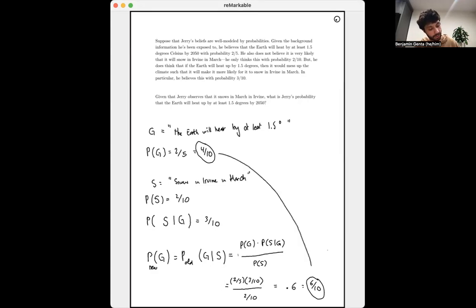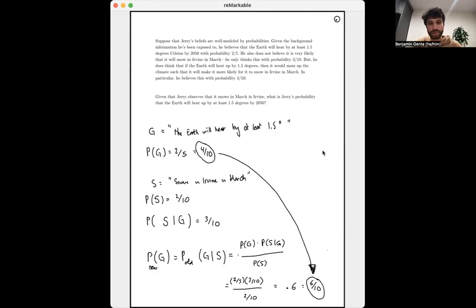And we see that it makes intuitive sense, right? Jerry observes that it snows in Irvine. He thinks this is very unlikely. And he thinks that if global warming is true, then it's more likely that it snows in Irvine than his unconditional probability that it snows in Irvine. So we see that Jerry went from 4 over 10 to 6 over 10, right? And that's intuitive. He got evidence, and so he updated. So now he believes that global warming is true with a higher probability.